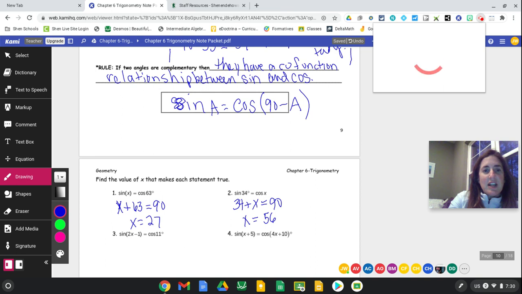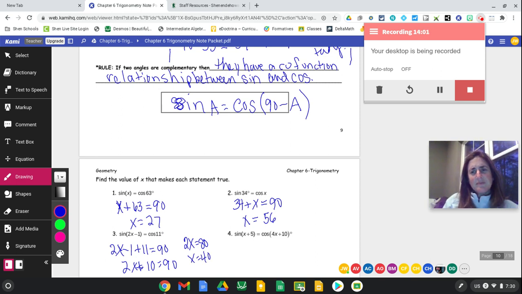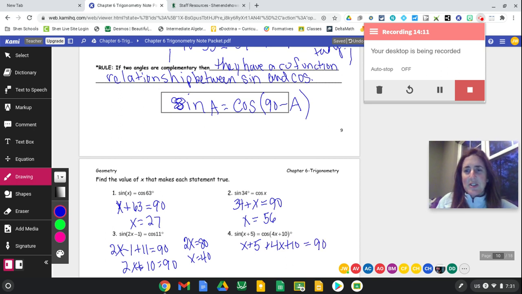So now let's look at our next one here. We have 2x minus 1 plus 11 this time is going to equal 90, or 2x plus 10 equals 90, or if I move that 10 over, 2x equals 80, or x is 40 for that value. Next one, x plus 5 plus 4x plus 10 equals 90. And you guys can solve it from here.